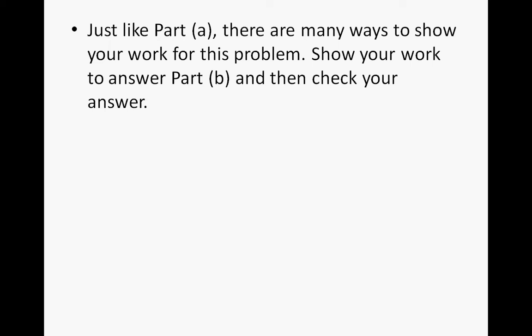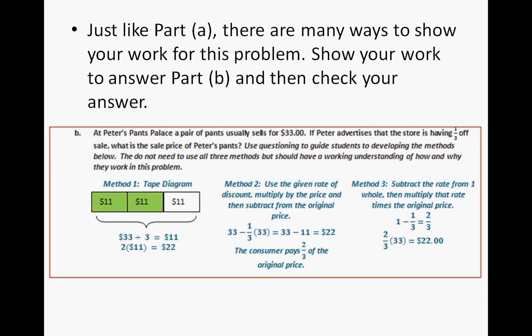Alright, so for part B, the same thing. We have 3 different methods here. So if you're taking 1/3 off the sales price of the pants and it's $33, well then you could split 33 into 3 equal parts of $11. Take one of those thirds off, which means you're going to have $22.